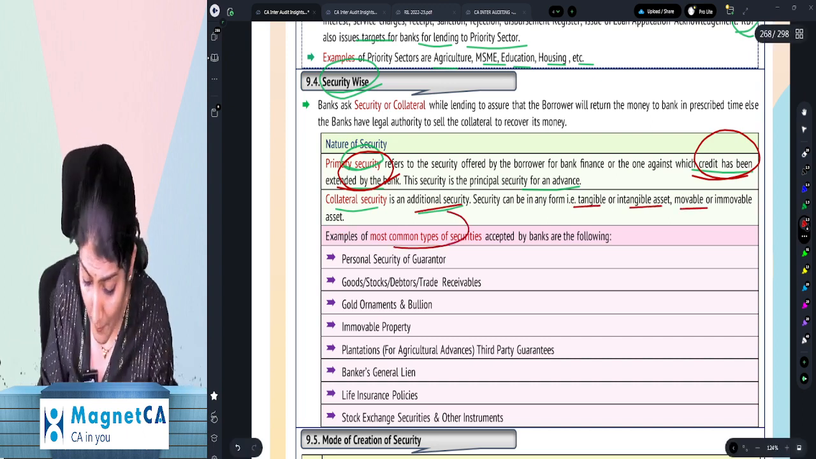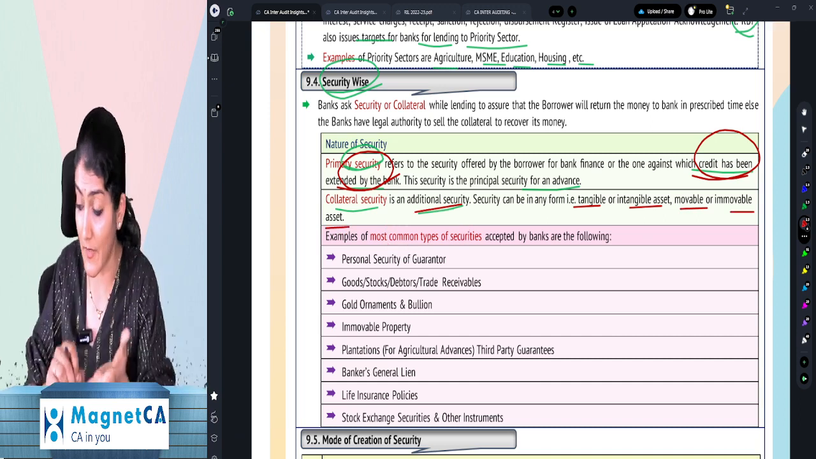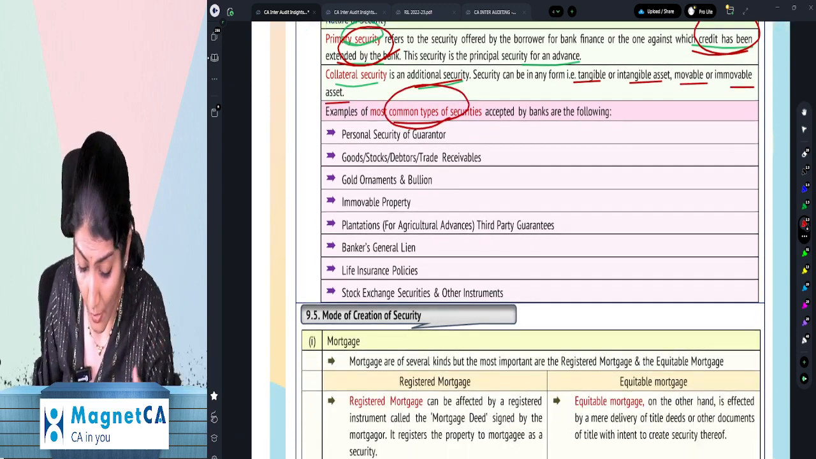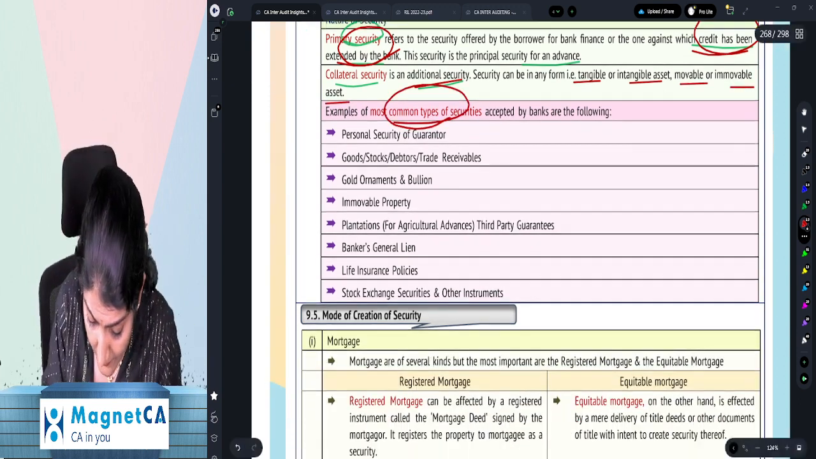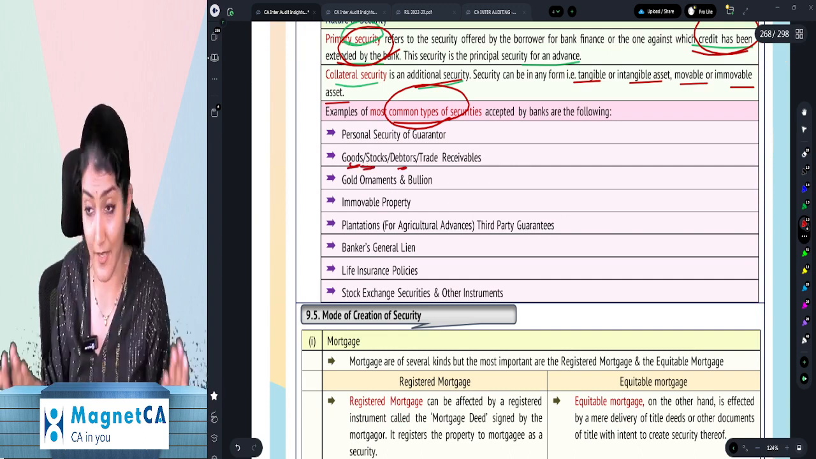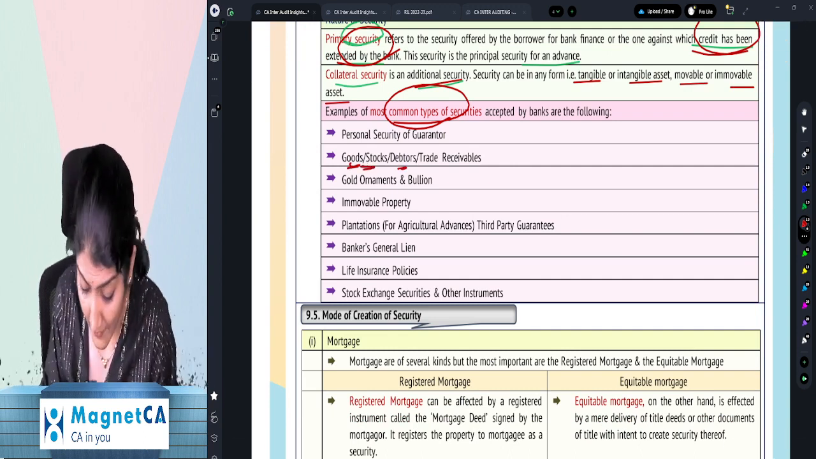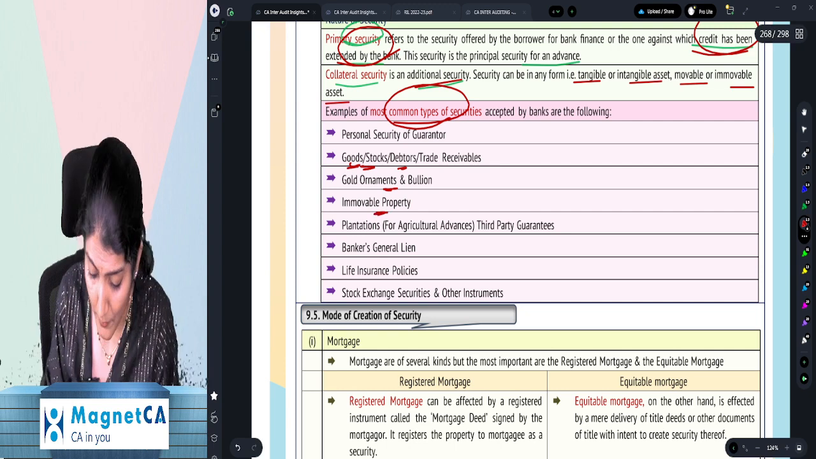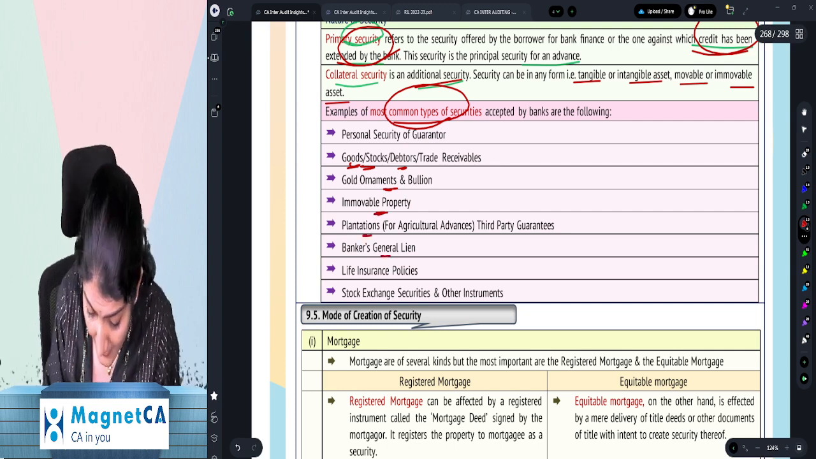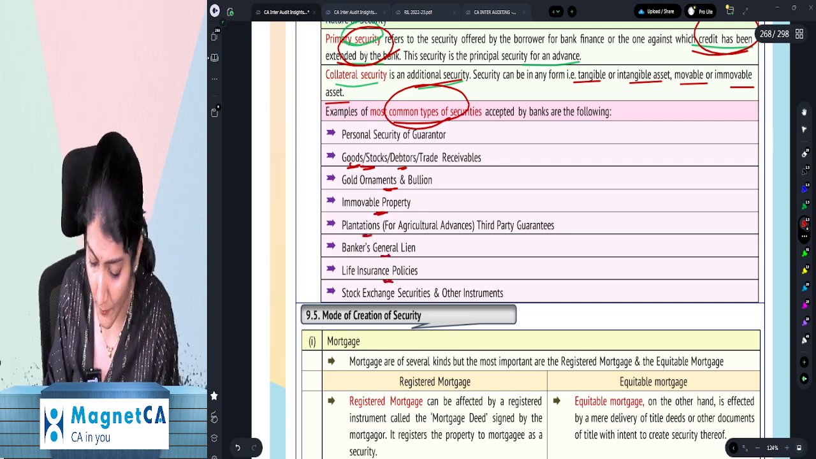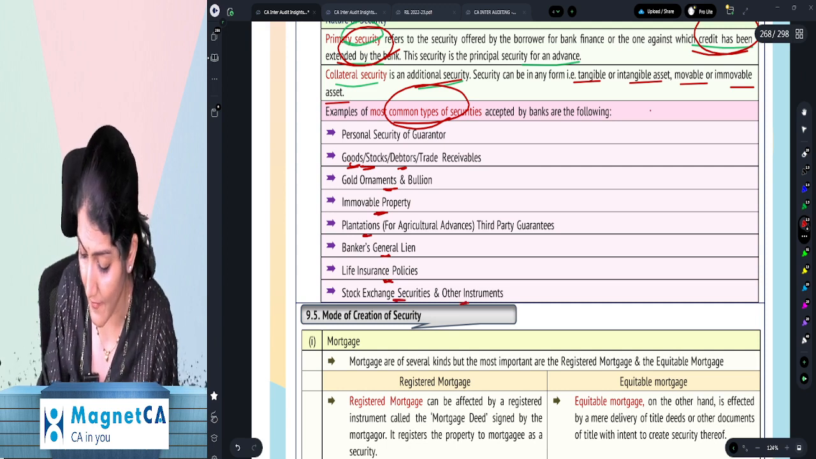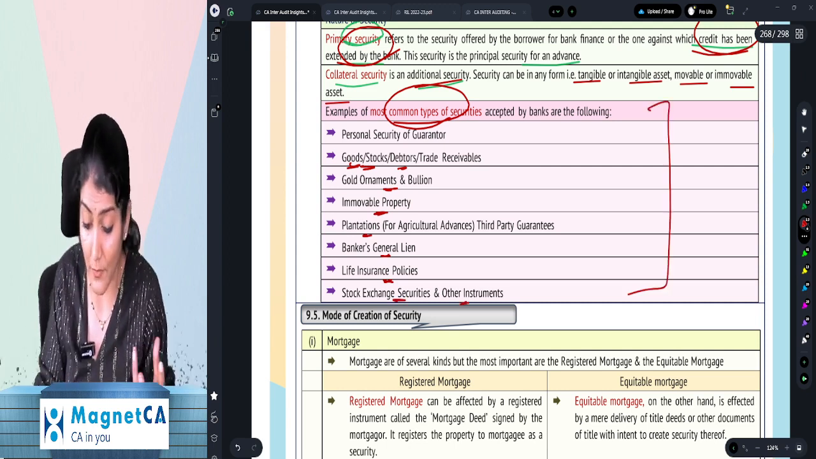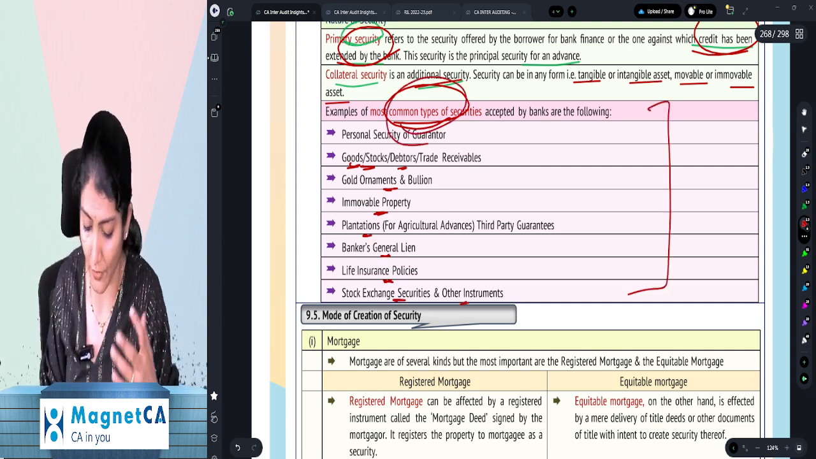And what are the common types of security? Like personal security of the guarantor, or it could be security of the goods, inventory, that is your debtors. Right, or your inventory, then gold ornaments, immovable property, plantation, bankers general lien, life insurance policy, stock exchange securities and the other instruments. Right, so these are the common types of securities.